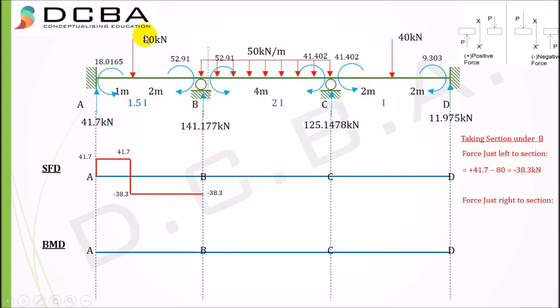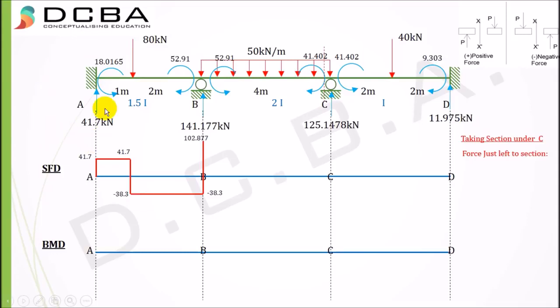Then taking the force just to the right of the section, when we consider the left part of the beam, we now have this force included in our left part of the beam, and hence the equation becomes minus 38.3 plus 141.177, because it is acting upwards, and we get 102.877. So we get a positive shear force, 102.877.